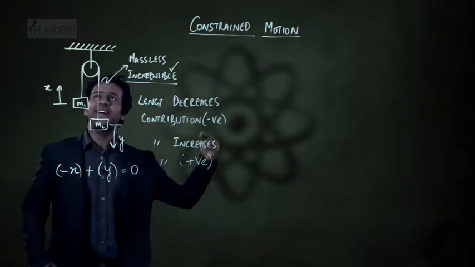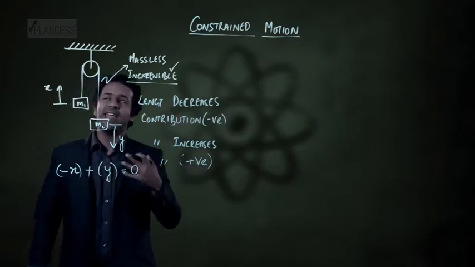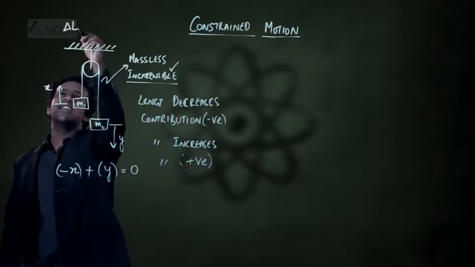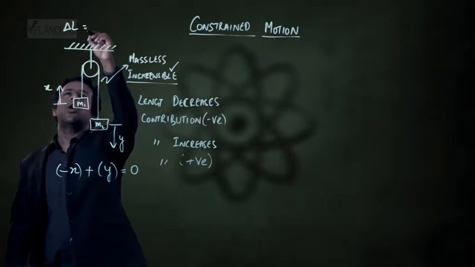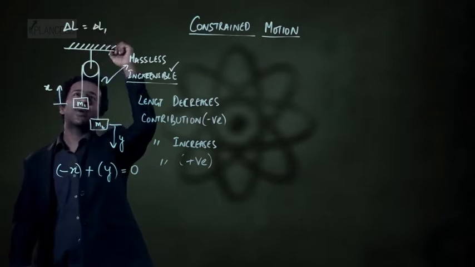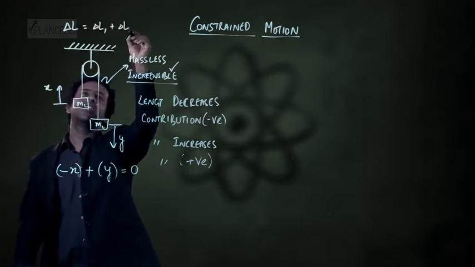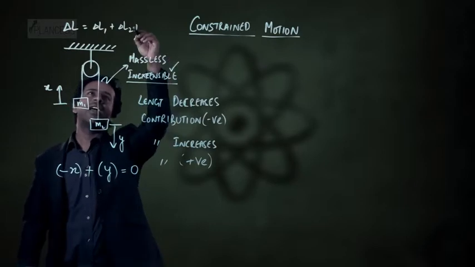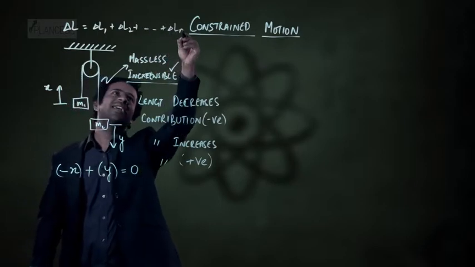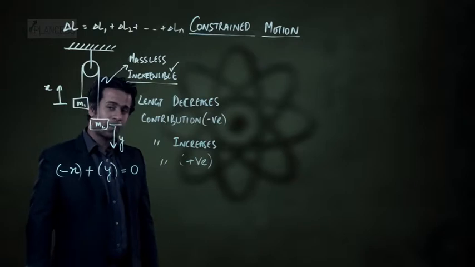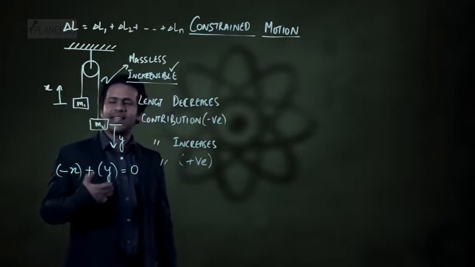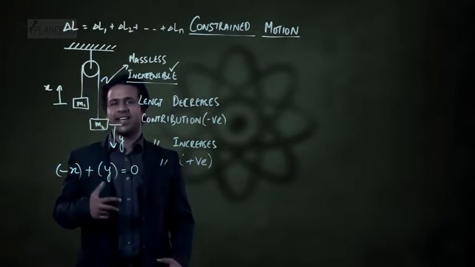If you simplify this idea, basically what we are saying is that the total change in length of the string can be thought of as the change caused by the first particle plus the change caused by the second particle, and so on if you have n things attached. In most of the cases, you only have two things changing its length.